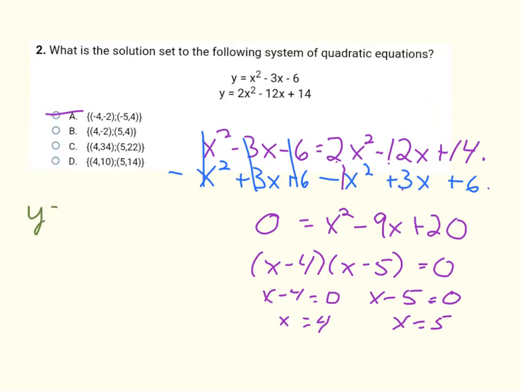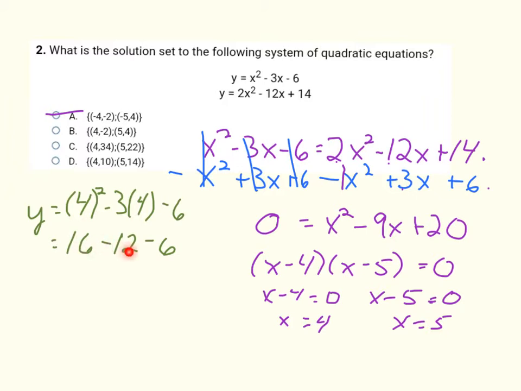So I'm going to have y equals, and I'm going to go ahead and do it for x equals 4. So anywhere there's an x in this equation, I'm going to substitute in 4. So I have an x squared, so I'm going to write 4 squared, minus 3 times x, or now I know that's 4, minus 6. So I'll go ahead and simplify this. 4 squared is 16, minus 3 times 4 is 12, minus 6.